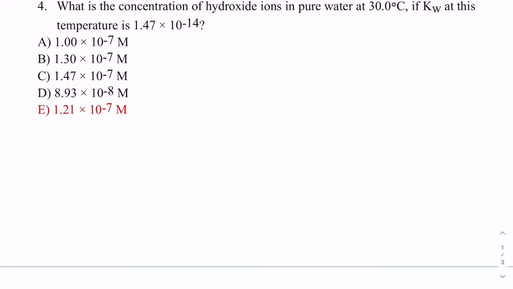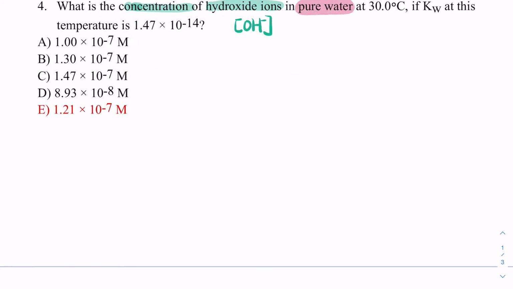I'm going to continue explaining the topics from quiz 10. Okay, so now let's look at this question. We're looking for the concentration of hydroxide ion. Let's write it down. We're looking for hydroxide ion concentration. And the other keyword will be pure water.